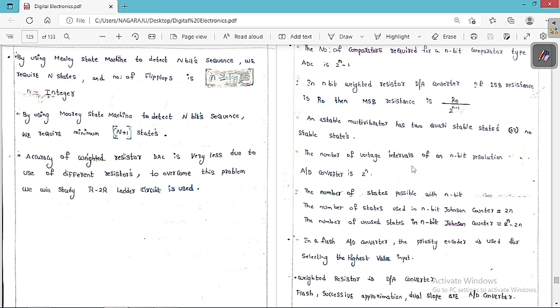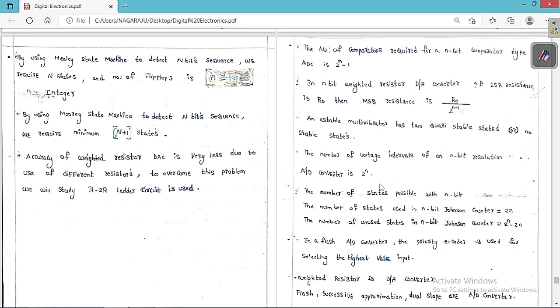The number of voltage intervals of an n-bit resolution ADC is 2 to the power of n. This is a formula you always have to remember: the number of voltage intervals of an n-bit resolution ADC, or analog to digital converter, is 2 to the power of n.